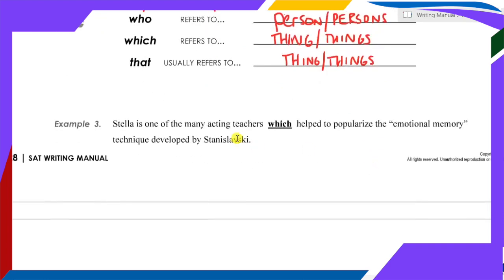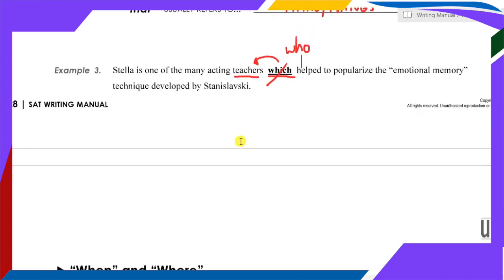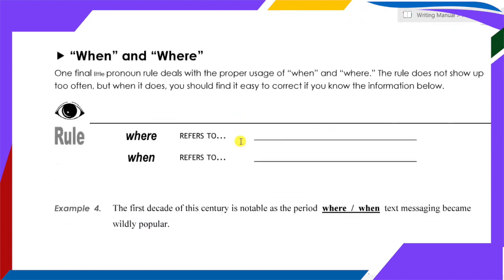Example 3, bottom of page 28: Stella is one of the many acting teachers which helped to popularize the emotional memory technique developed by Stanislavski. We have this which here referring to teachers. Teachers are people. We said that which, that relative pronoun, could only refer to things. We need to get rid of this which and change it to who, the relative pronoun that can refer to people. So Stella is one of the many acting teachers who helped to popularize the emotional memory technique. That's pretty much all you need to know about who, which, and that.